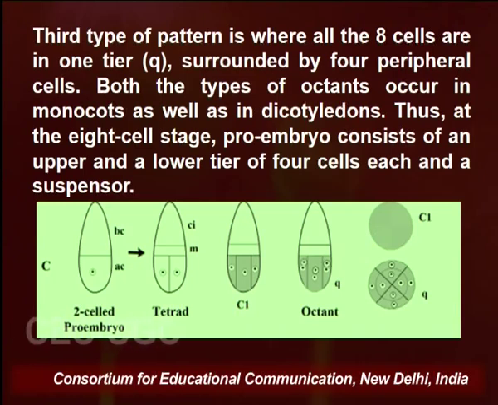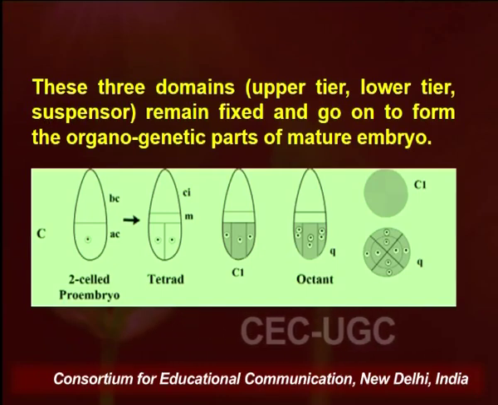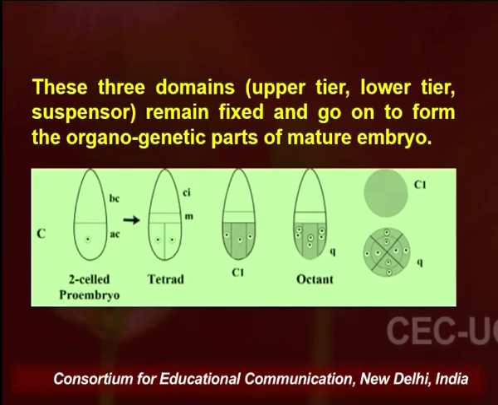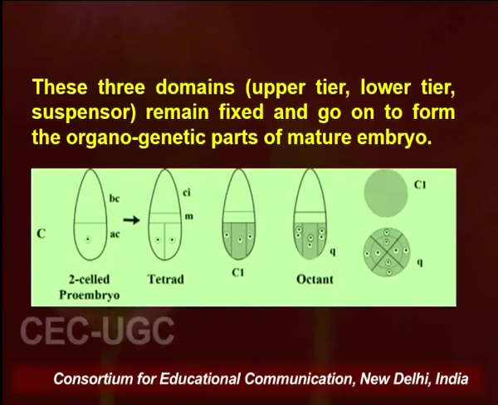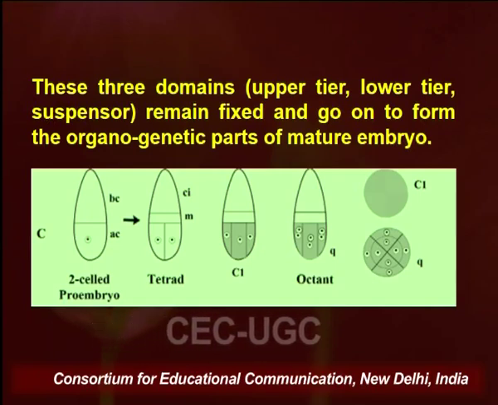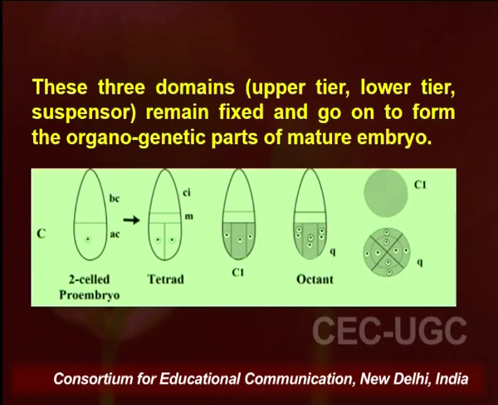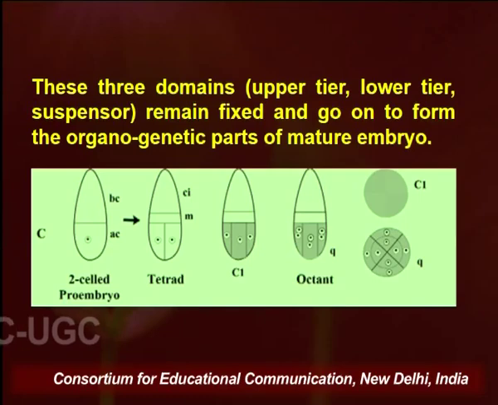Thus, at the 8-cell stage, the pro-embryo consists of an upper and a lower tier of 4 cells each and a suspensor. These 3 domains, the upper tier, the lower tier and the suspensor, remain fixed and they go on to form the organogenetic parts of a mature embryo.